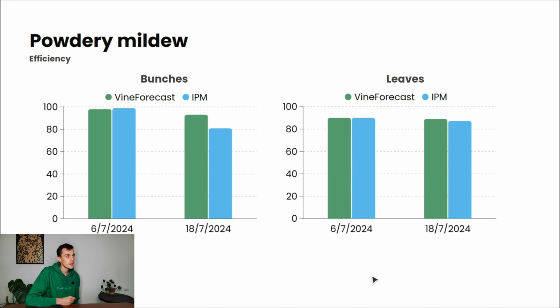Again, we can translate this into the efficiency of the spray strategy, and we can see that the efficiency in the VineForecast trial and the IPM trial did not differ a lot, and actually the VineForecast trial had even better results with respect to the efficiency of the strategy on the bunches. And keep in mind that we skipped 3 sprayings in the VineForecast algorithm and we still arrived at similar or maybe even slightly better results.